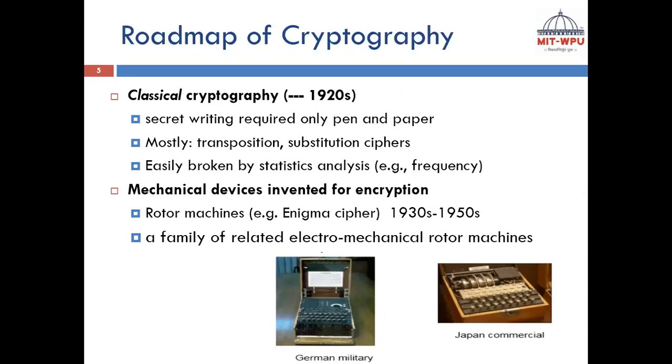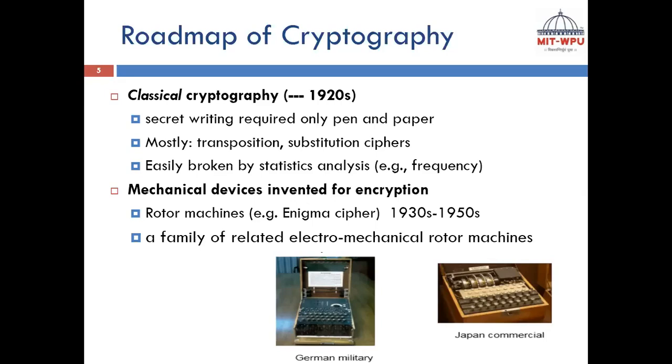So I'd like to take you to this roadmap of cryptography. As I mentioned, cryptography started a long time back, 4,000 years before, but officially people started mapping it on a roadmap from the 1920s. It started with the classical cryptographic algorithms, which are mostly based on transposition or substitution ciphers. They are prone to attacks and are easily broken based on statistical analysis also.